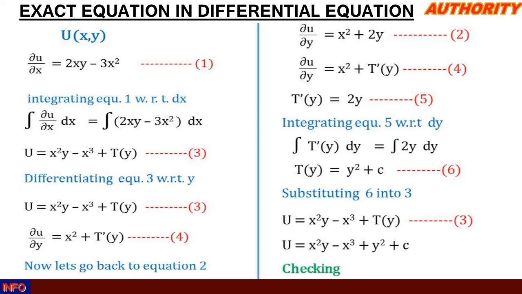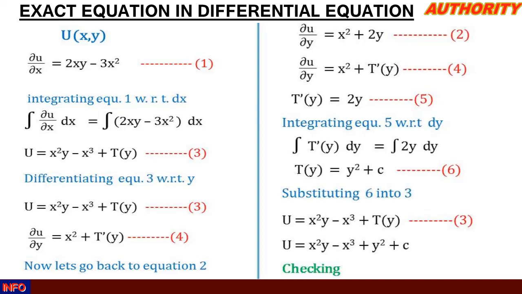Now hold on, let's check whether what we solved is correct. When we started, I told you that we are looking for a function u of x comma y that, when you differentiate it partially with respect to x, gives you 2xy minus 3x squared, and when we differentiate this same function partially with respect to y, it gives you x squared plus 2y. So let's see.